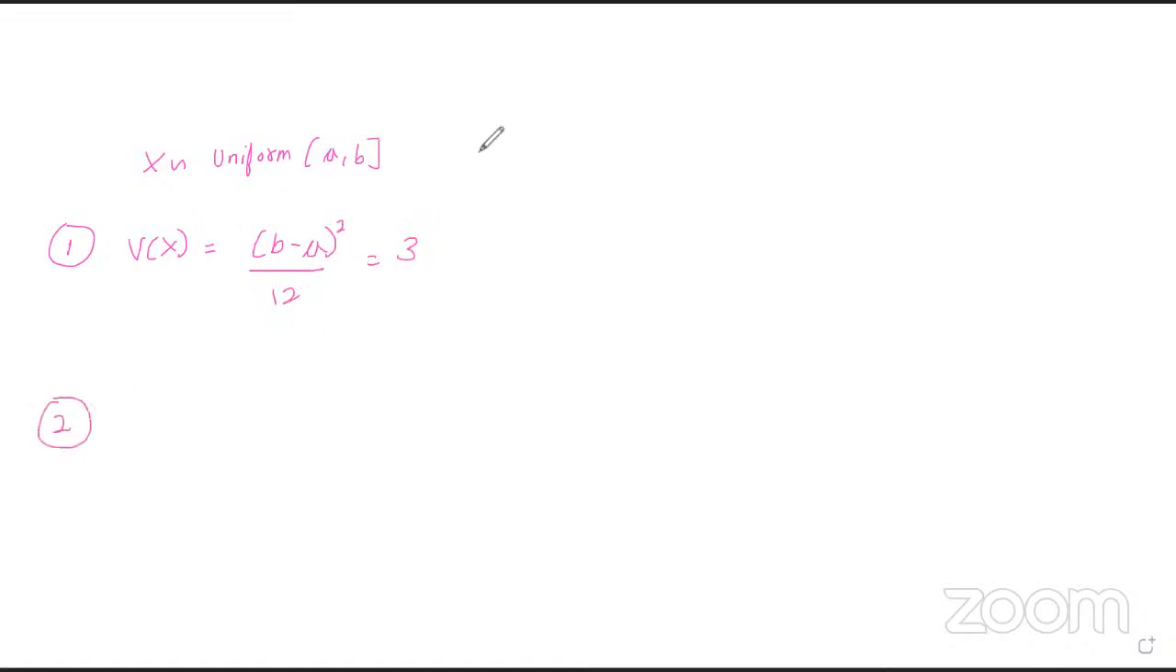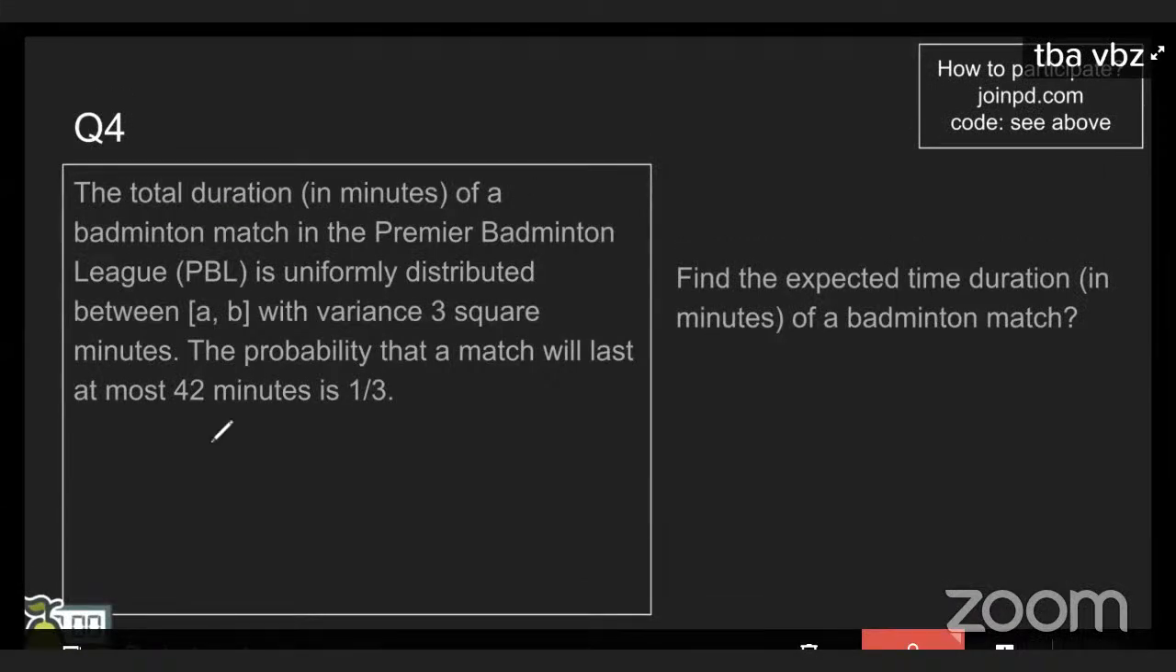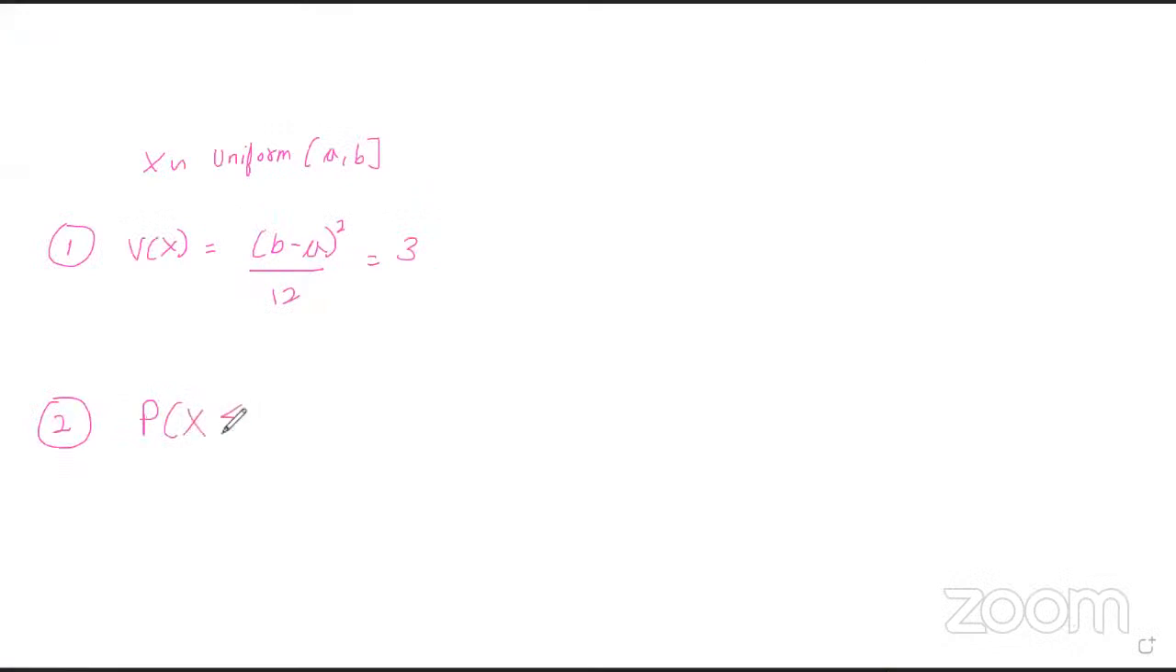The second equation given is the probability that the match will last at most 42 minutes. What is at most 42 minutes? Less than or equal to. Okay, so you know its probability is 1 by 3, right? So these are the two equations.